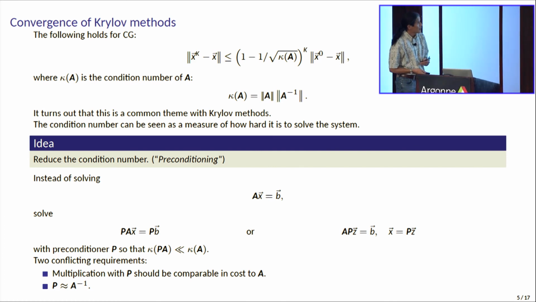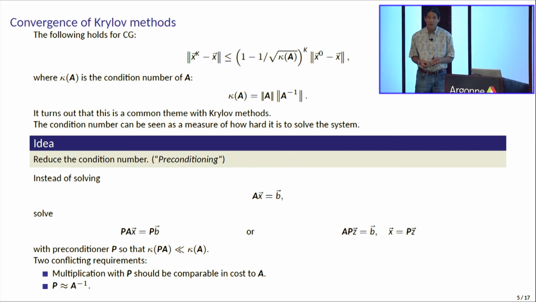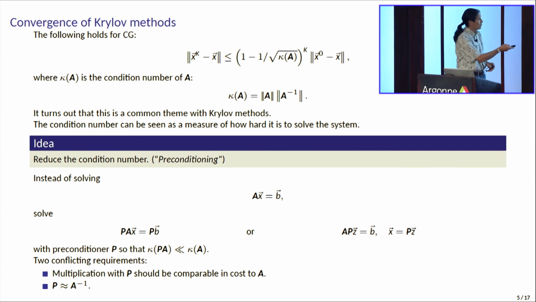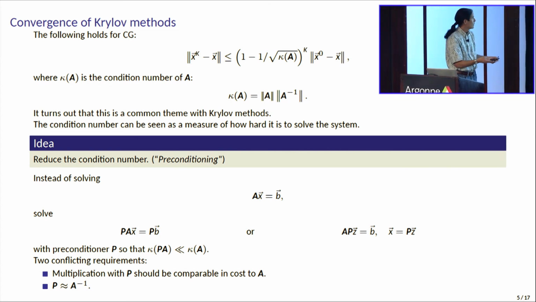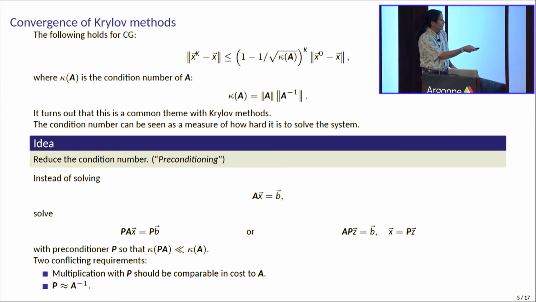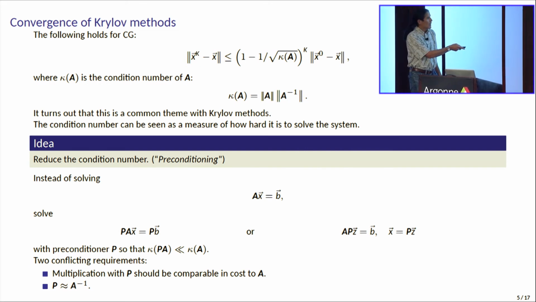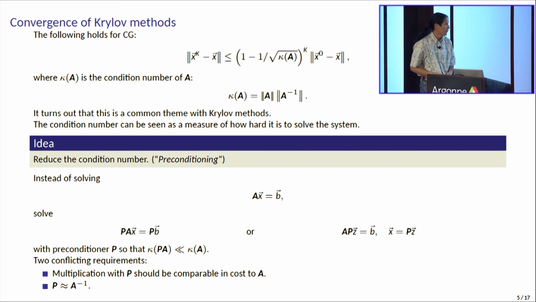So the idea with preconditioning is that you want to reduce the condition number of the system. So instead of solving the original sparse linear system Ax = b, you want to come up with some matrix P and solve either this transformed system or this system here. Left preconditioning, P is on the left, or right preconditioning, where P is on the right. Okay, and the idea here is that for a good preconditioner, the condition number of the preconditioned system should be much less than the condition number of the original system.